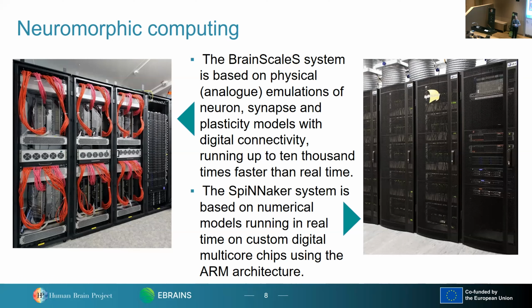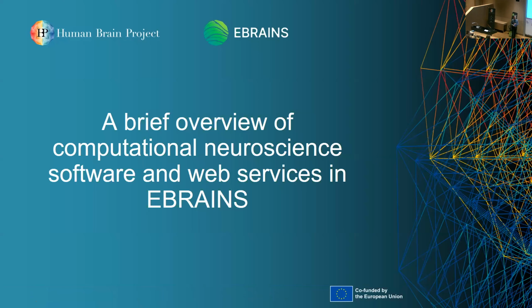This system is available in Heidelberg, but available across the EBRAINS cloud effectively. Then the SpiNNaker system in Manchester in the UK is still a digital numerical model, but the architecture is designed specifically for neural simulations, and so it can run much faster than a general purpose supercomputer. And you can access both of these through EBRAINS.